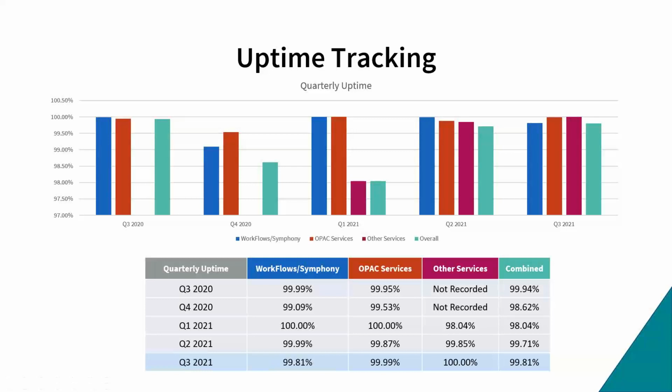It was down for a couple of days back in January or February, and so that brought down our combined uptime to 98%. But otherwise, we've been looking pretty solid. Quarter 3 has been excellent at 99.81%, and really we're looking for that 99% mark. That's our goal for every quarter.